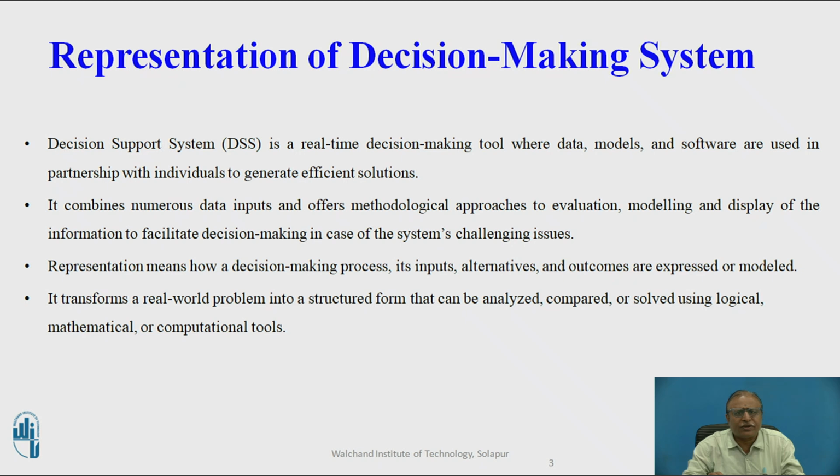So decision support system is a real time decision making tool where data models and software are used in partnership with individuals to generate efficient solutions. It combines numerous data inputs and offers methodological approaches to evaluation, modeling, and display of information to facilitate decision making in case of the system's challenging issues. Representation means how a decision making process's inputs, alternatives, and outcomes are expressed or modeled.